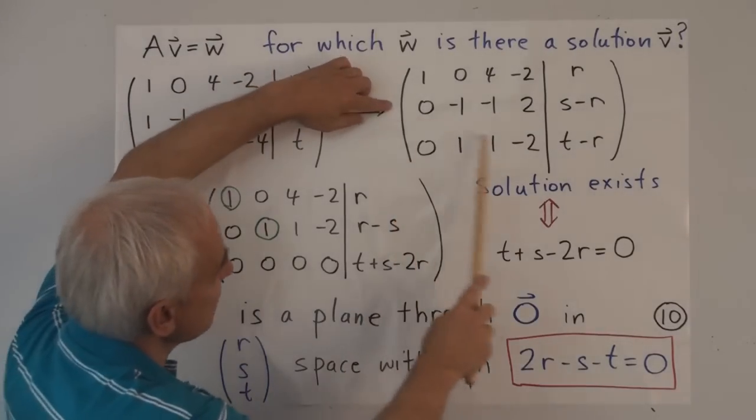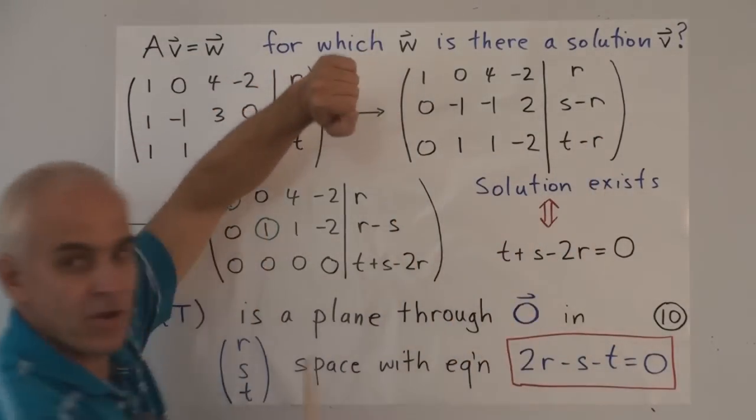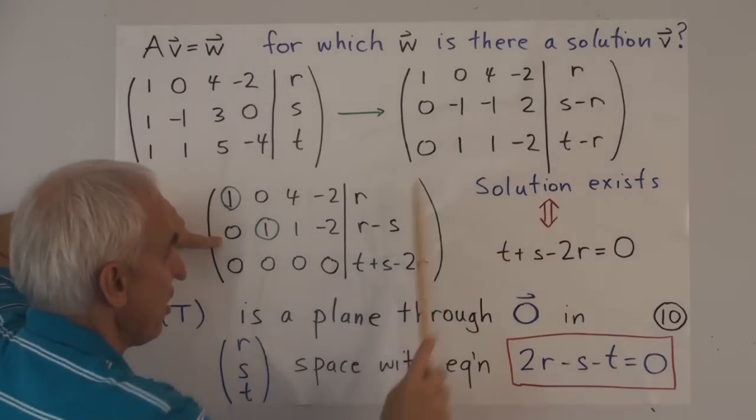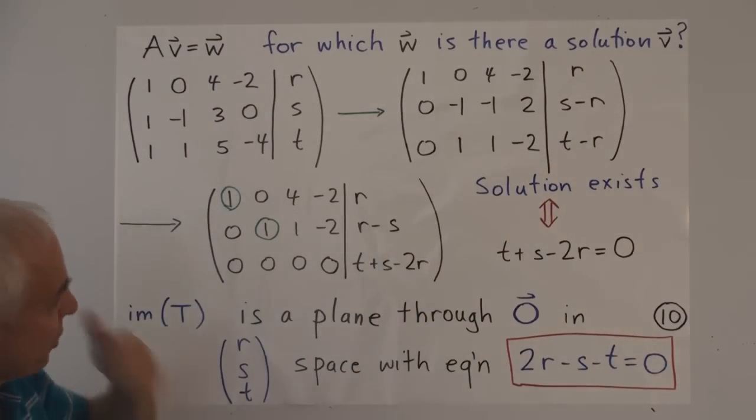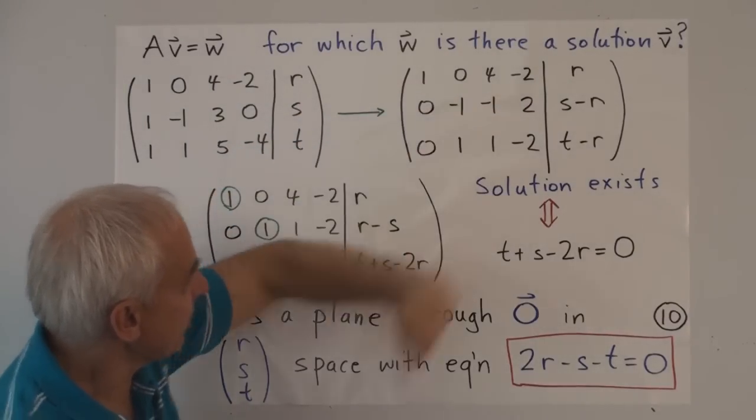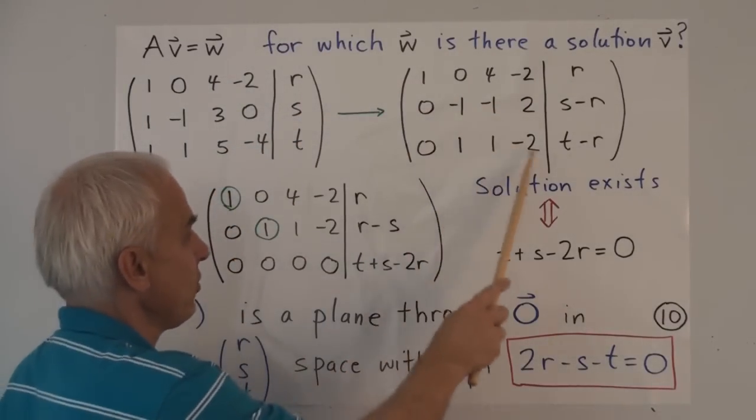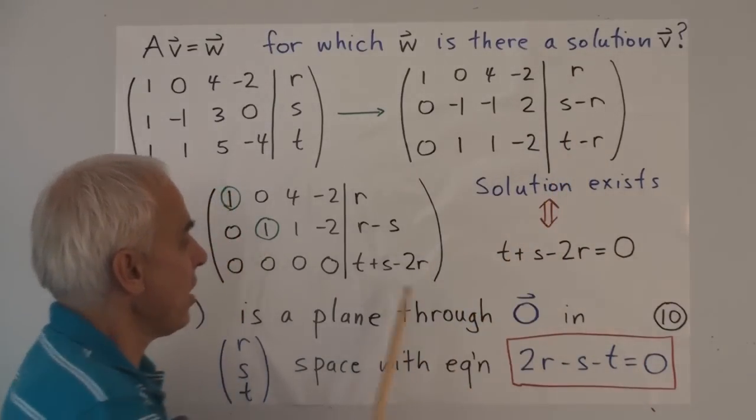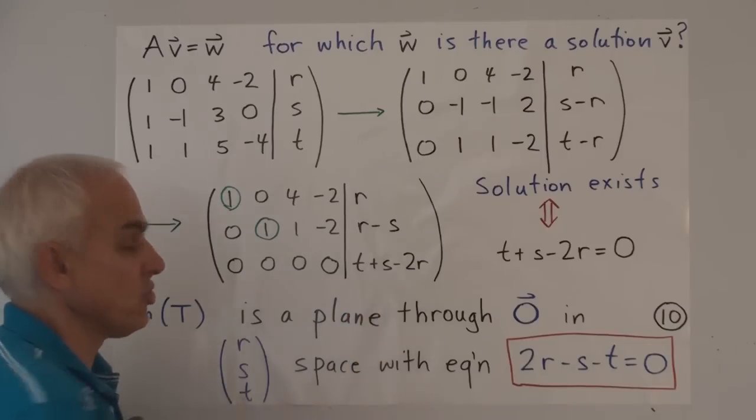Okay, now we do the same thing as we did previously. We're going to multiply this row by minus 1 to make it look like this. So the s minus r becomes r minus s. And then we could just add these two rows right here. It'd be simplest. Adding these two gives us zeros along here, and t minus r plus s minus r is t plus s minus 2r.